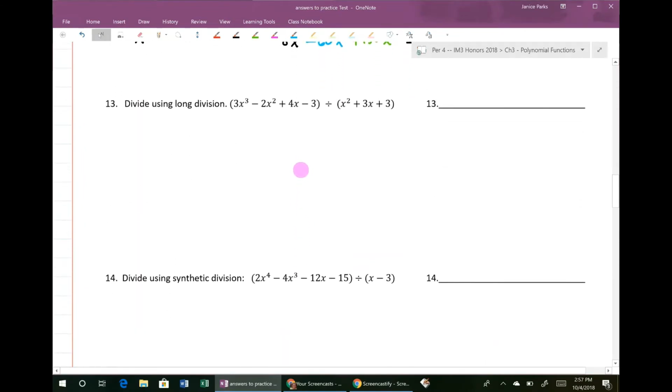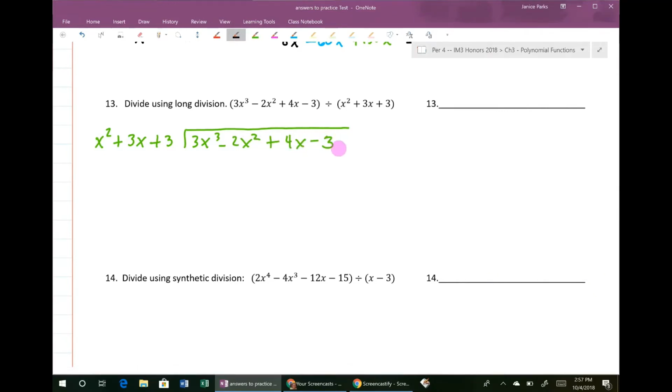For the next one, we're going to be using long division. So we have x squared plus 3 into 3x to the third minus 2x squared plus 4x minus 3. No placeholders are needed, but you need to always check. So the first part, we're going to divide x squared into 3x to the third. That should be 3x. If you multiply down with that, you're going to get 3x to the third plus 9x squared plus 9x.